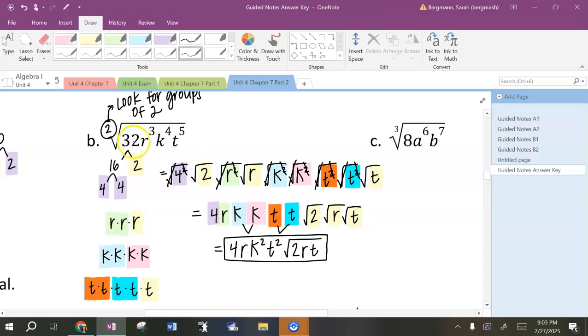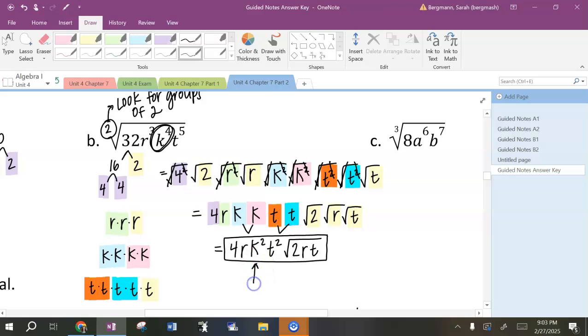So once you deal with the number in the front, then you can look at this and say, okay, with r cubed, how many groups of 2 can I make? I divide 3 by 2. I get 1 with a remainder of 1. So notice on the outside of the radical, I have r to the first, and I have 1 remaining r under the radical. With my k to the 4th, how many groups of 2 can you make?